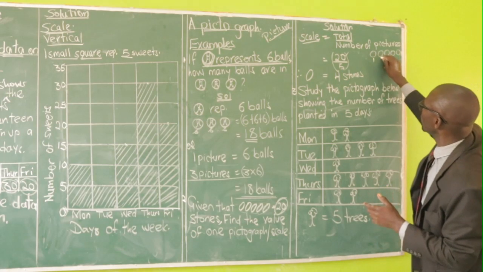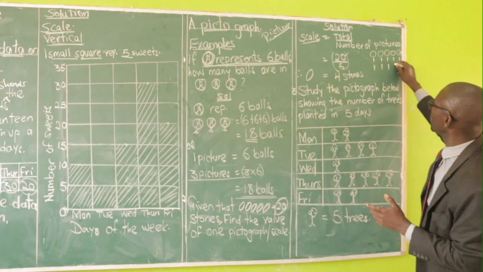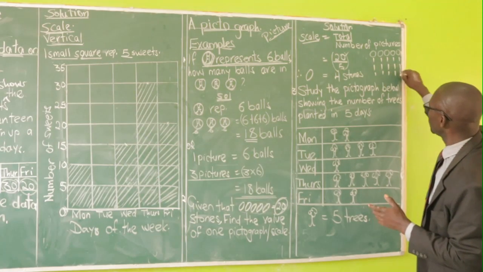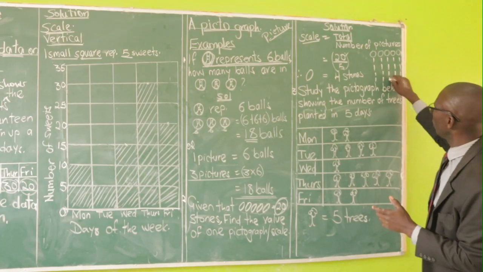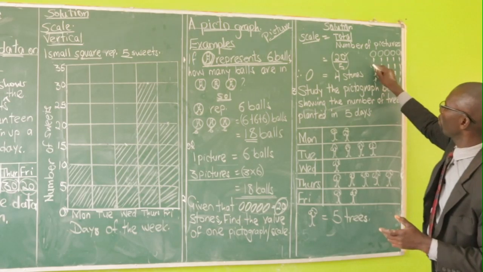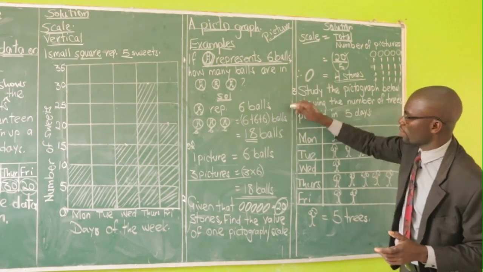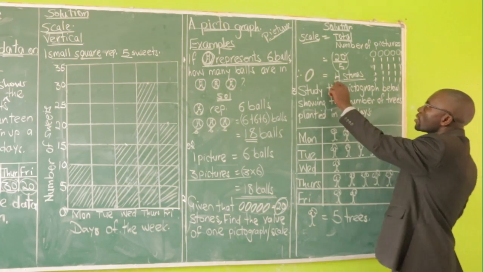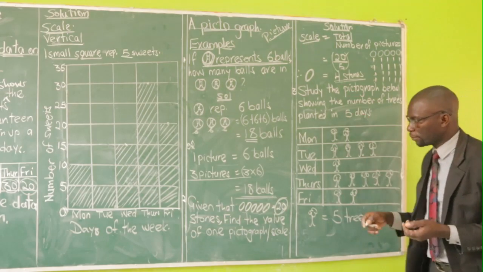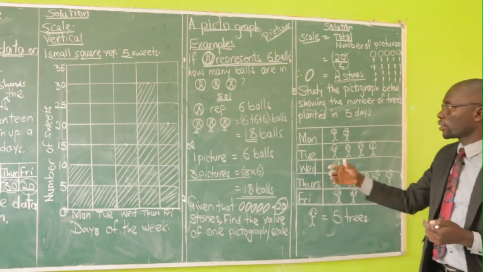We shall say 1, 2, 3, 4, 5, 6, 7, 8, 9, 10, 11, 12, 13, 14, 15, 16, 17, 18, 19, 20. So now each one has how many? 4. So this is showing us that one picture of a stone that you are seeing here represents 4 stones. That's basically how we can find scale when you've been given a pictograph.